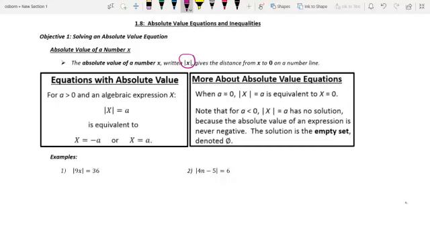So for a greater than 0 and an algebraic expression x, the absolute value of x equals a is equivalent to x equals negative a or x equals a. Now some things to keep in mind. When a is equal to 0, then the absolute value of x equals a is equivalent to x equals 0. Now if a was less than 0, then the absolute value of x equals a has no solution. So the absolute value of something can never equal a negative number.